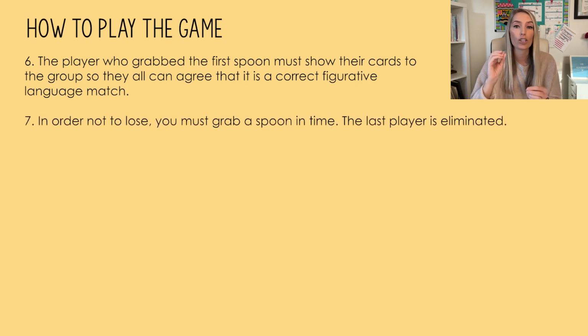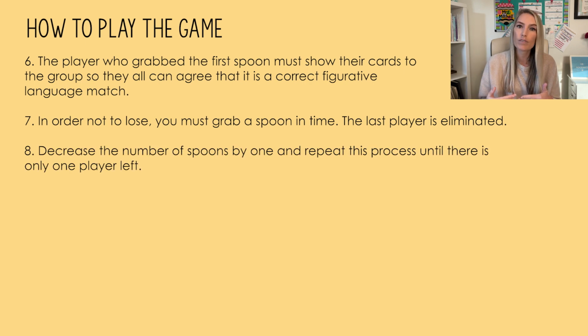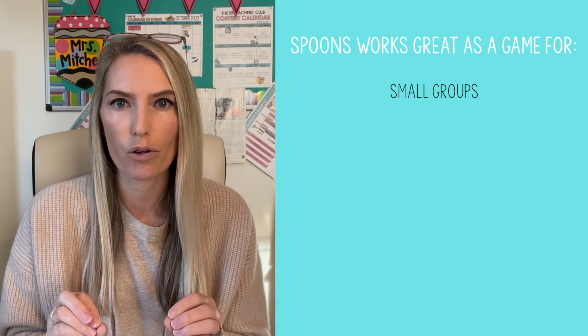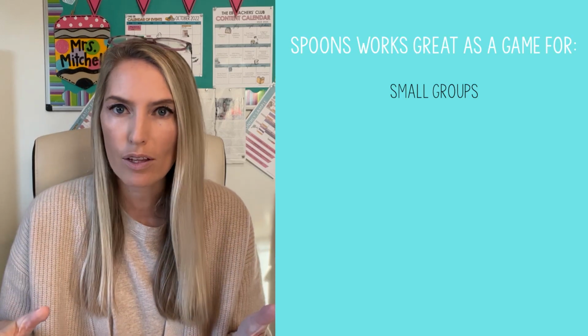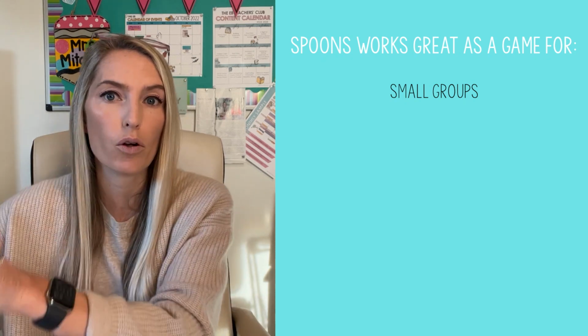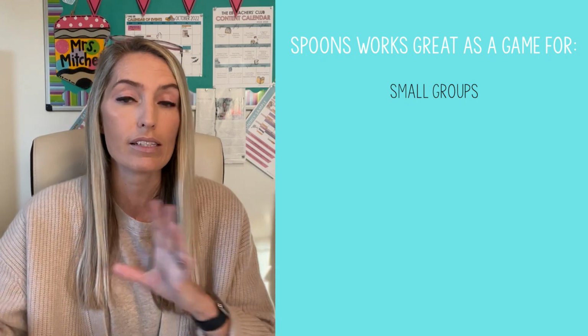In order not to lose, students must grab a spoon in time. The last player, the one who is not successful in grabbing a spoon, is eliminated. That's why there is one less spoon than there are students, kind of like musical chairs. Then you will decrease the number of spoons by 1, and repeat that process until there's only 1 player left. Spoons works great as a game for small groups. You can just make multiple copies of the cards. Some ideas are to set up small groups around the classroom and have all groups play at the same time.